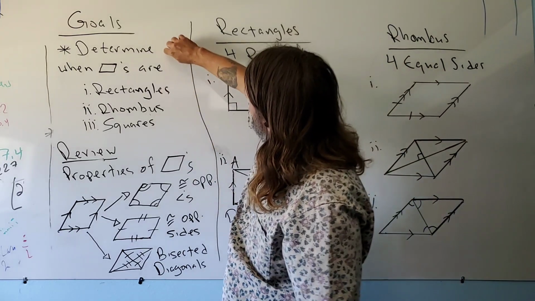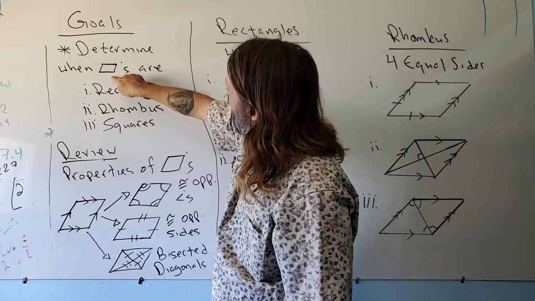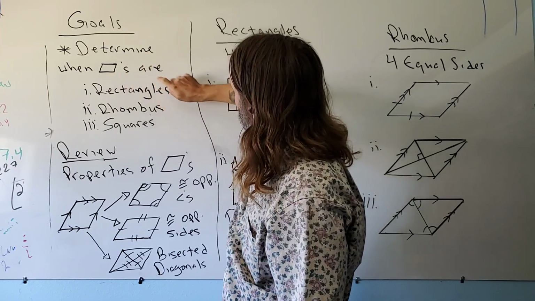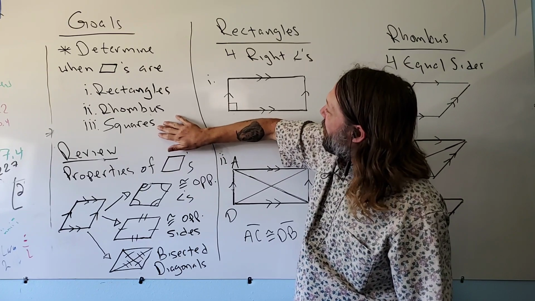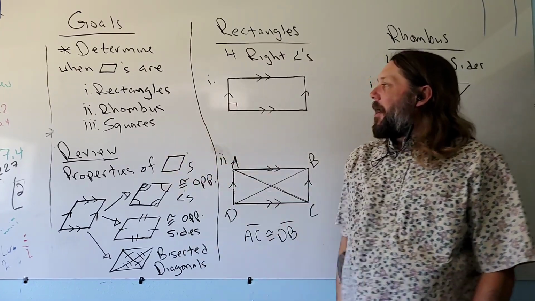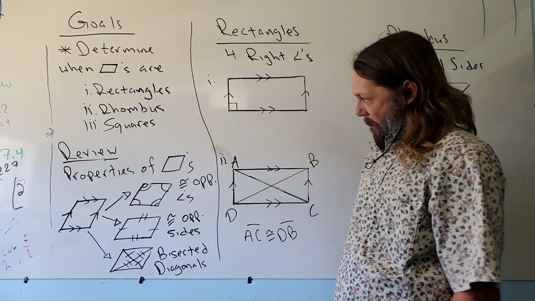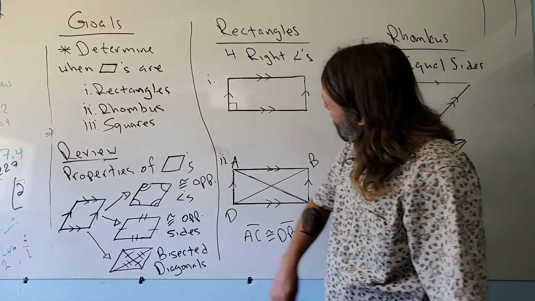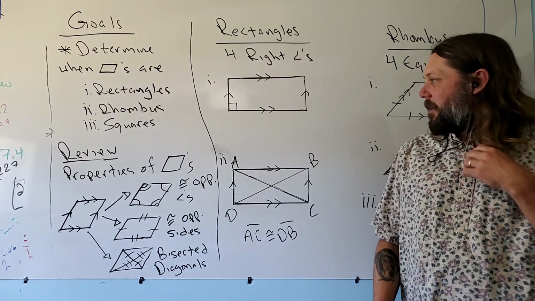Our goals are to determine when, and this symbol means parallelogram, parallelograms are rectangles, rhombi, and squares. I'm not going to go over the last one, but in order to have a square, it has to do both.